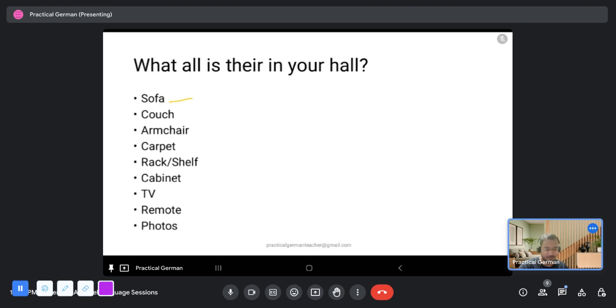Rishabh. Yeah. Couch. I don't know the meaning of what it's called in German, but I think die couch. It should be die couch. Okay. Yeah. Next one. Armchair.